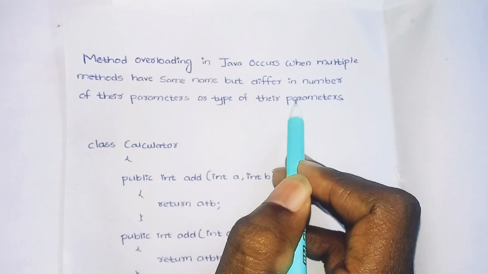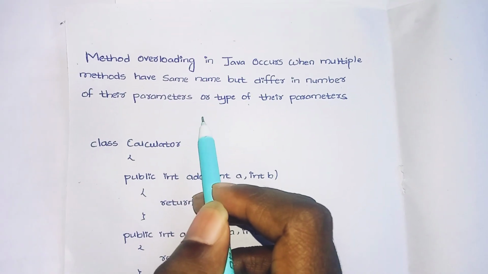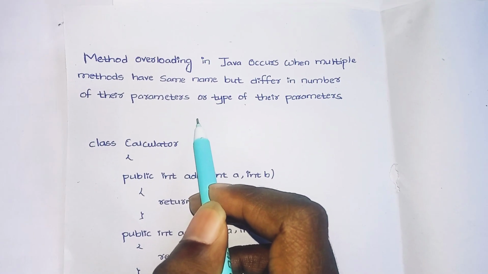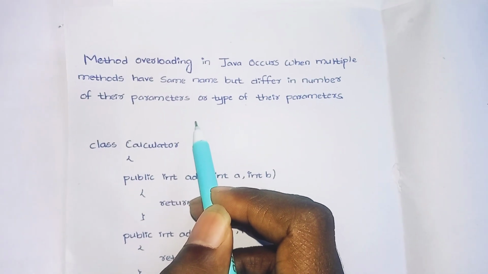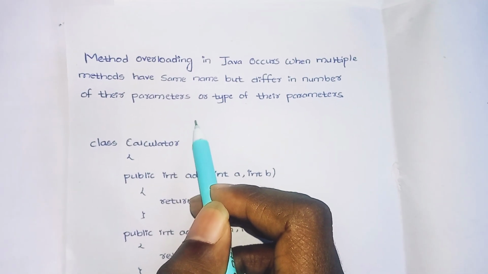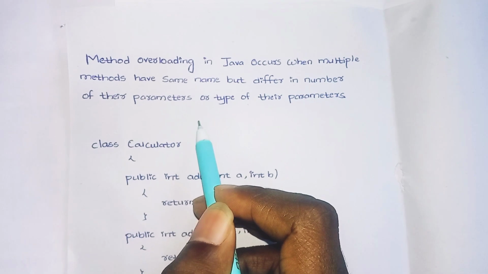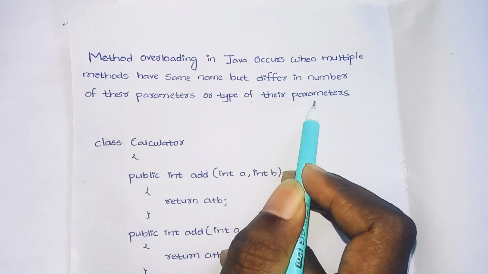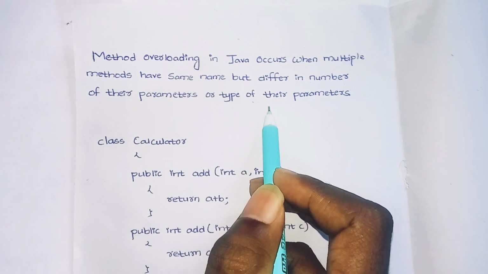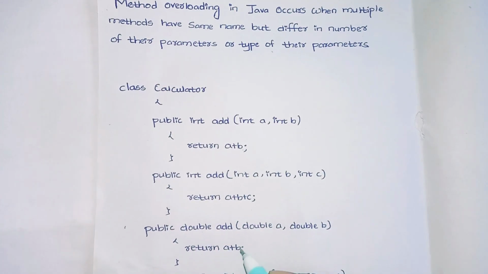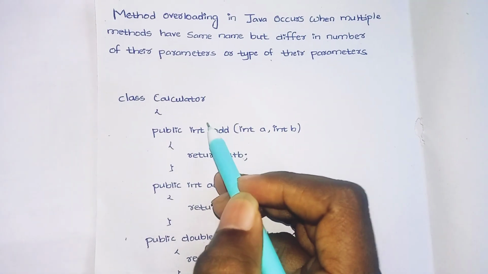of parameters. So what it says is, in Java, a single class will have multiple methods and all those methods will have the same name, but those methods are differentiated based on the number of parameters or type of parameters. Okay, so this is method overloading in Java. So this is the example that represents method overloading.